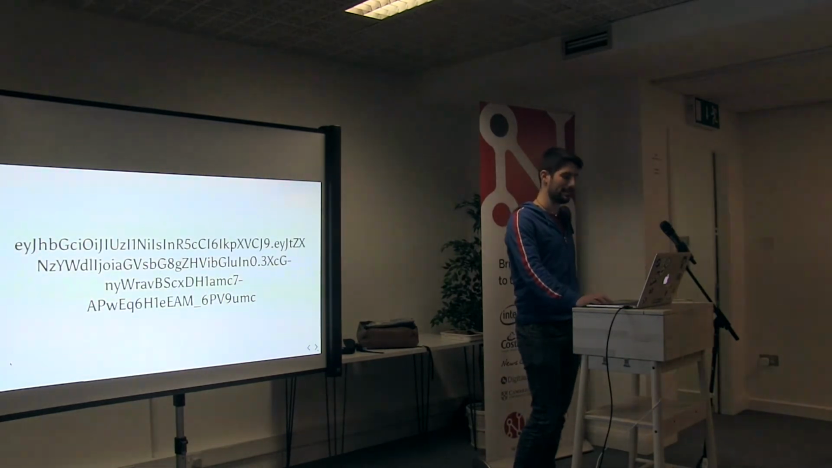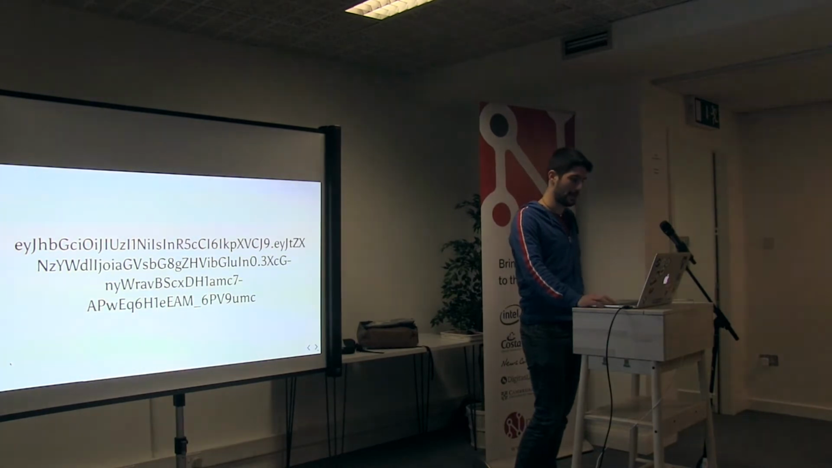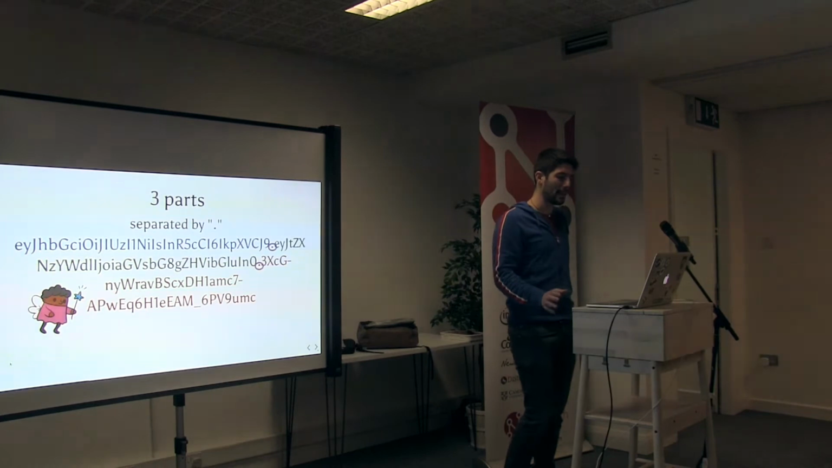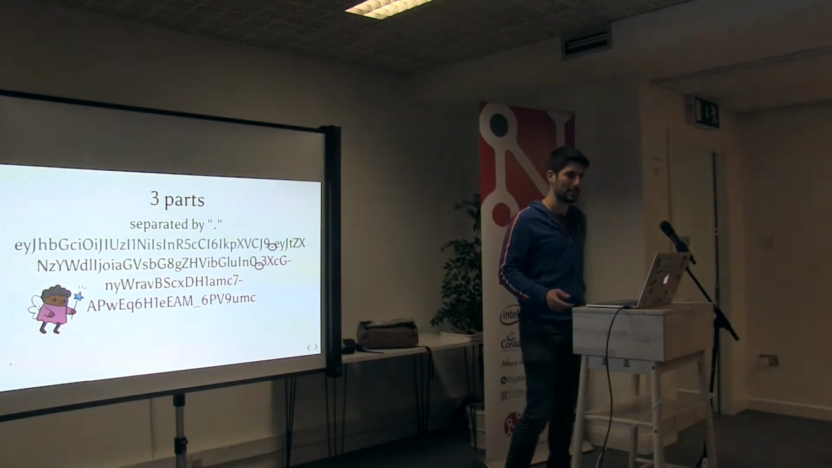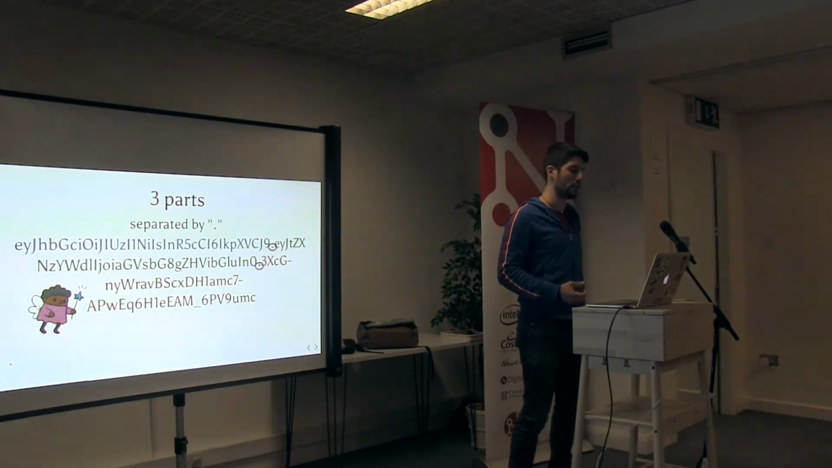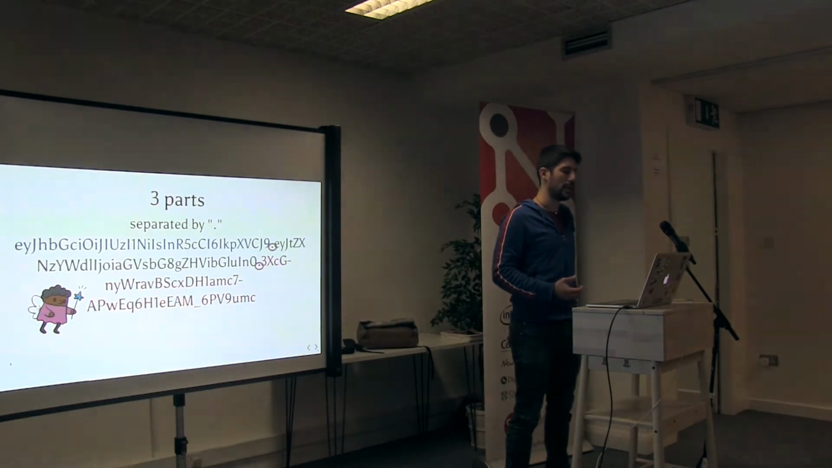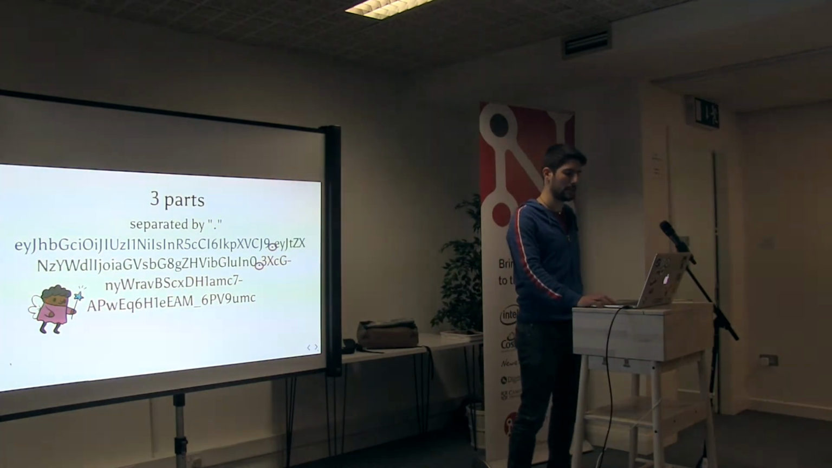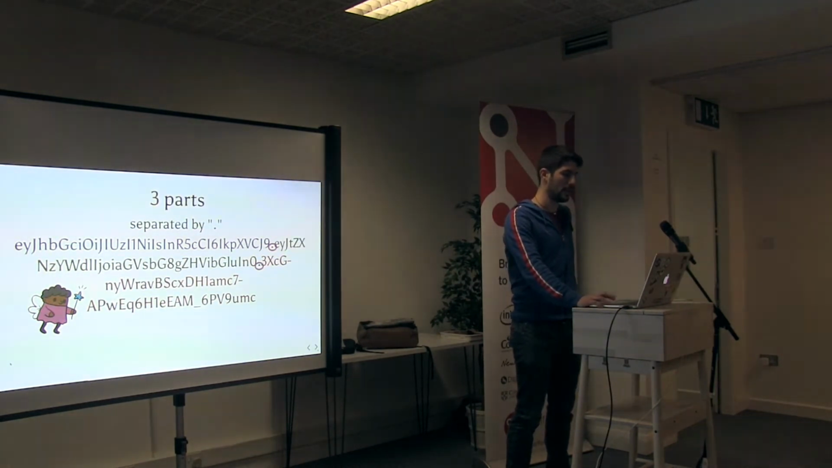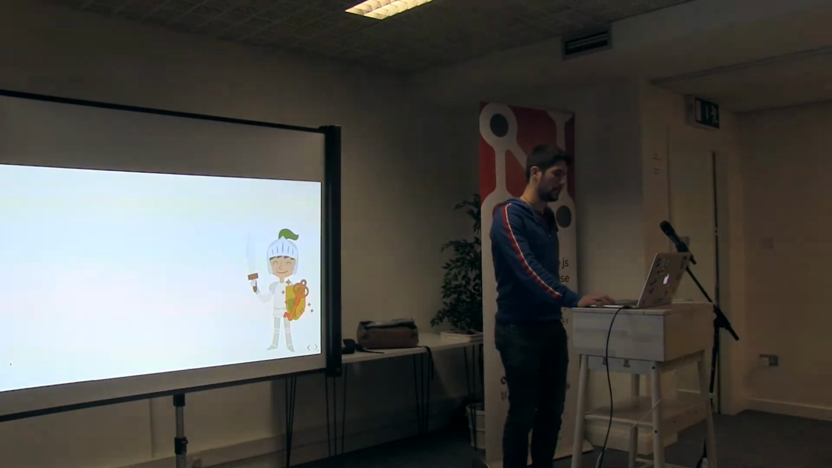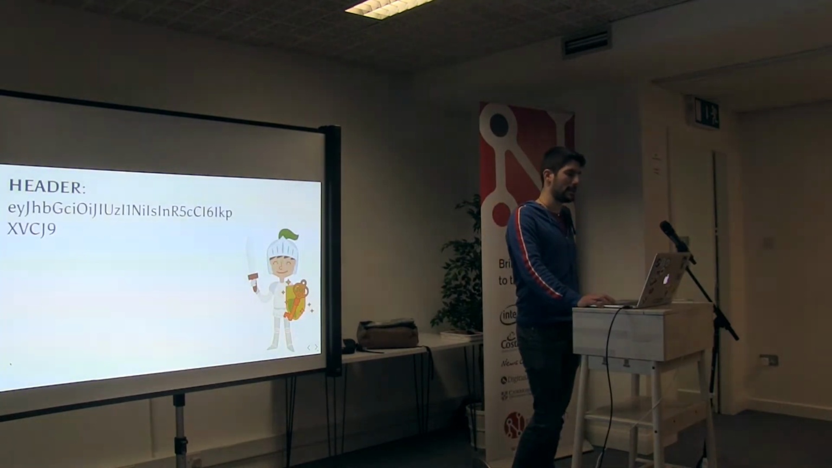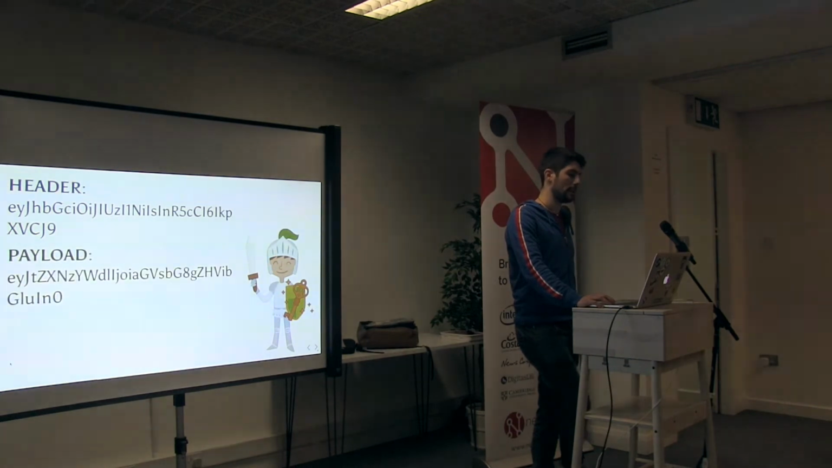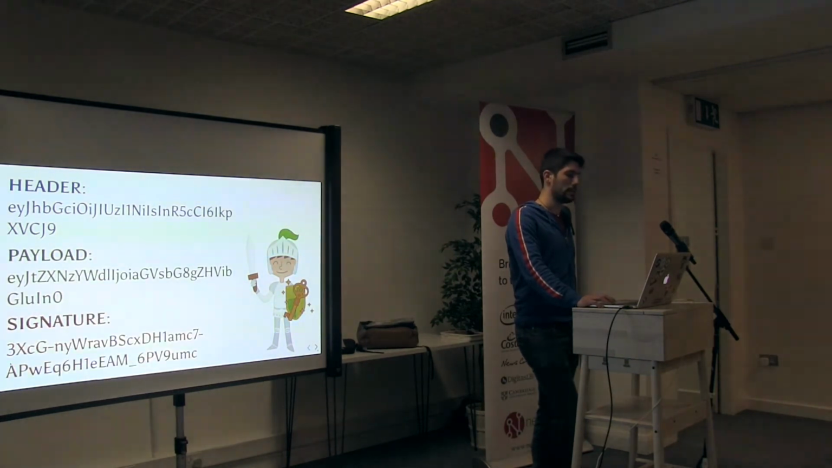Again, this is a token. Let's try to understand how it is made. What are the different parts? So you might have noticed that there were two dots, and that's because a generic JWT token is divided in three parts, and they are separated by a dot. What are those three parts? The first part is a header, the second part is called the payload, and the third part is the signature.